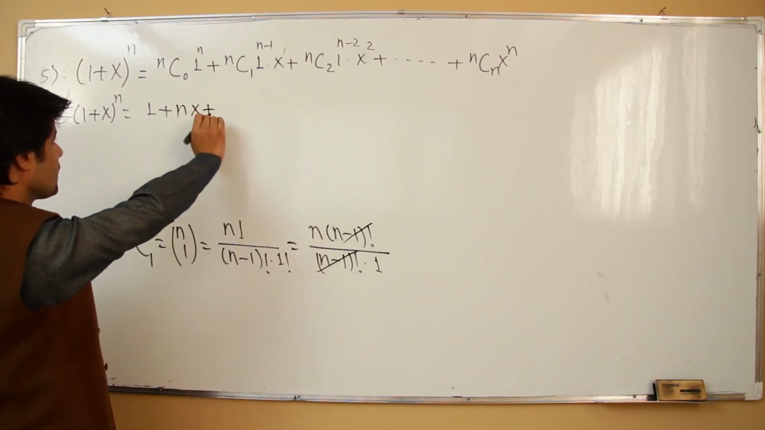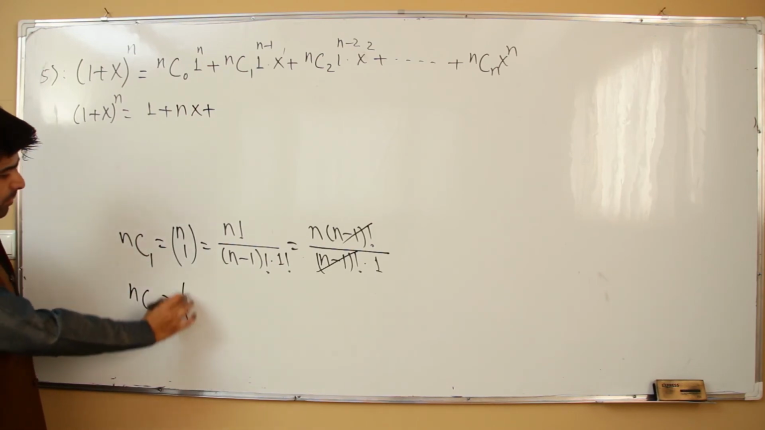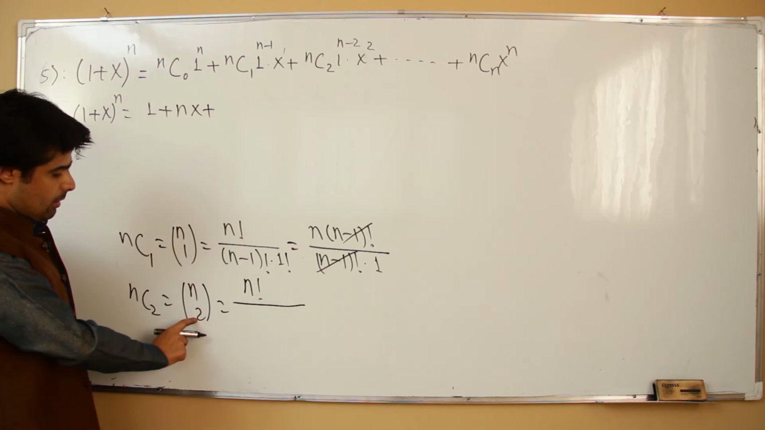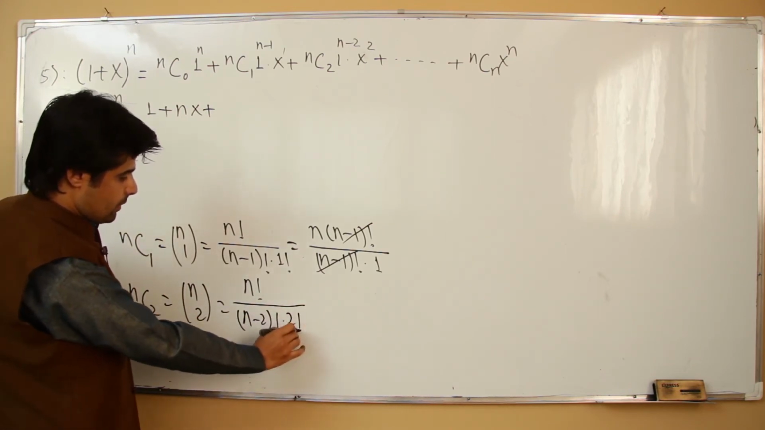x plus. Now what is nC2? nC2 means n by 2, so you have n factorial over n minus 2 factorial times 2 factorial.